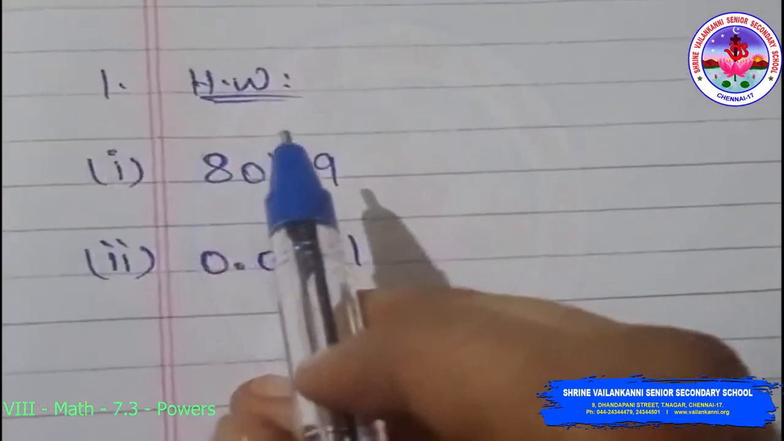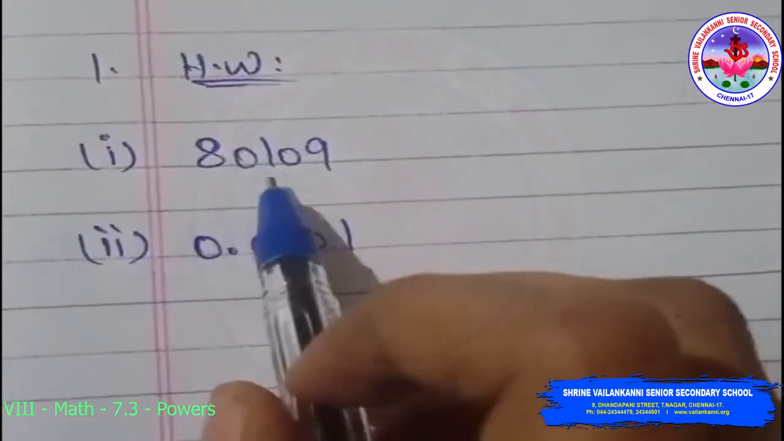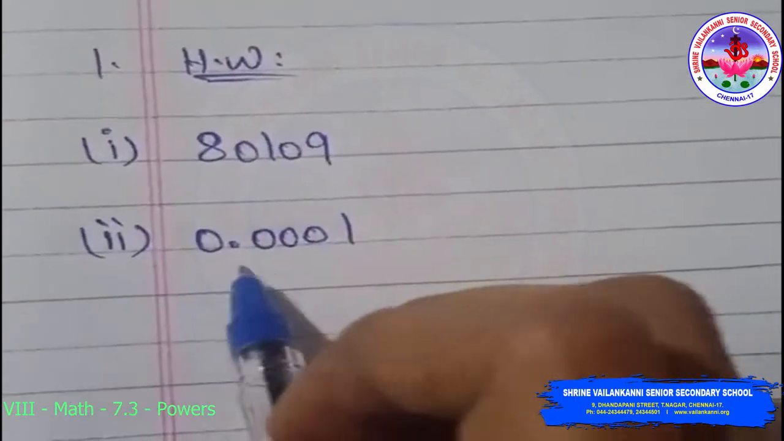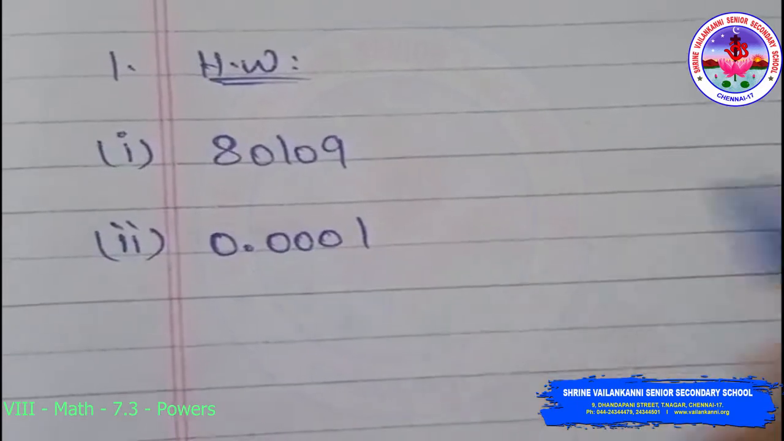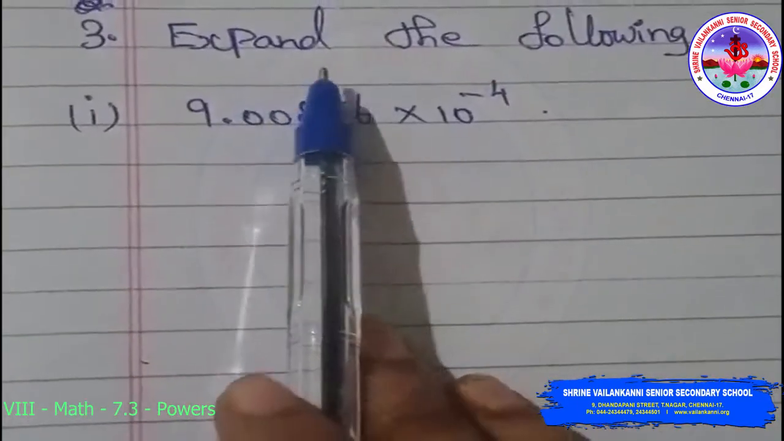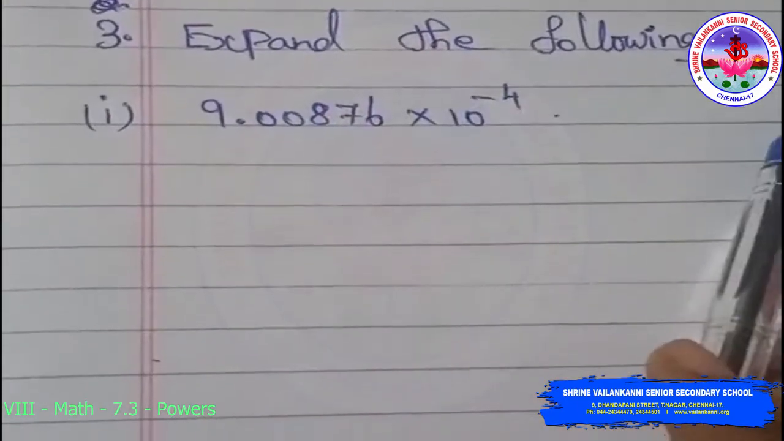Homework sums. The first question: 80109. Second one: 0.0001.